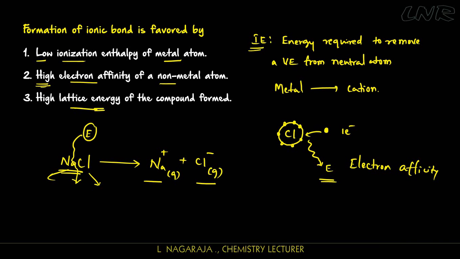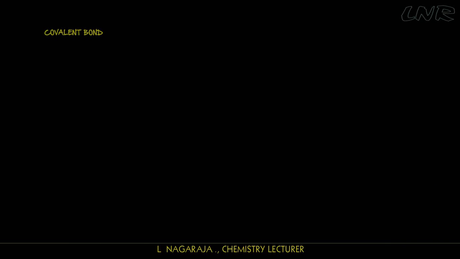So an ionic bond is nothing but the electrostatic force of attraction between the cations, which are positively charged ions, and anions, which are negatively charged ions. So the electrostatic force of attraction between the cations and anions is called an ionic bond. And next, let's see the second type of chemical bond, that is the covalent bond.